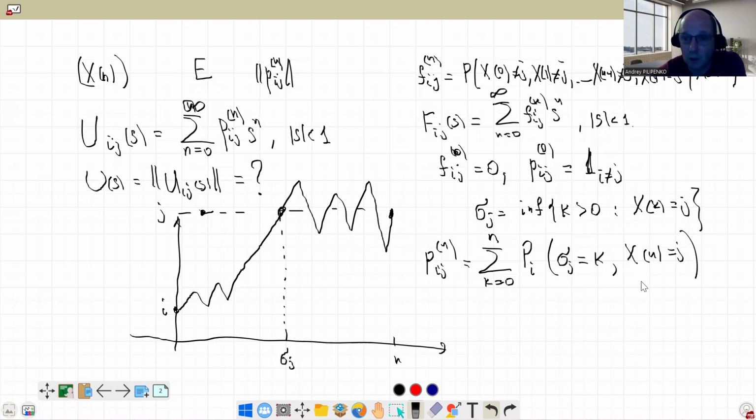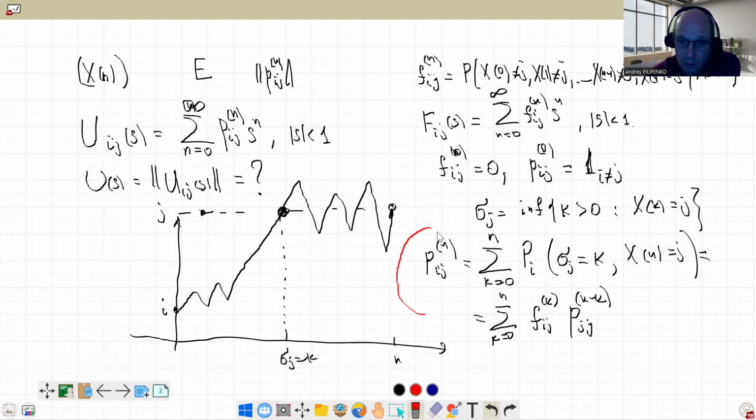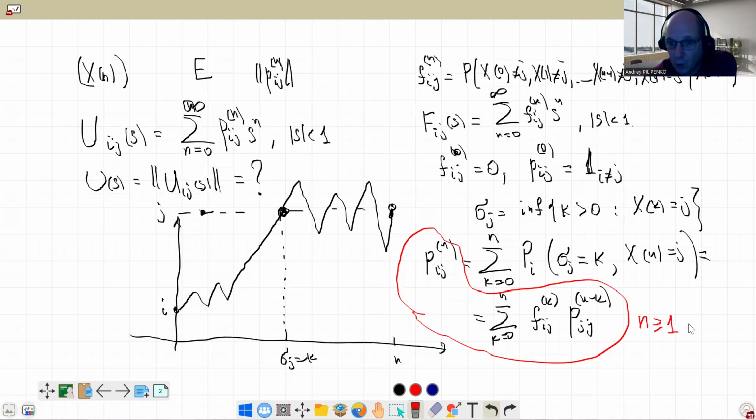Observe that these events are disjoint. And if sigma j is k, then you start from j and you end at j, and the probability that sigma j is k is equal to Fij^k. So you start from i, you hit j for the first time. So this probability is equal to the sum of Fij^k times Pjj^(n minus k). And this sum reminds us of a convolution of sequences f and p. Well, this equality is true for n greater than or equal to 1.